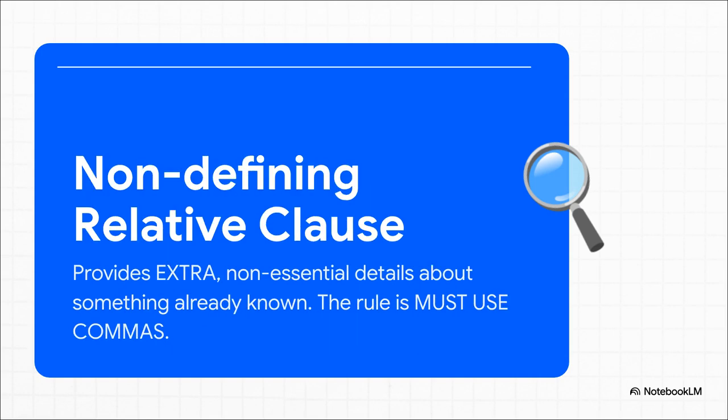And on the other side, we have the non-defining relative clause. This one is all about adding extra bonus information, stuff that's interesting but not essential. For example, our CEO, who has over 20 years of experience, supports innovation. We already know who our CEO is. The experience part is just an added detail. And the rule here is just as important. You have to use commas.